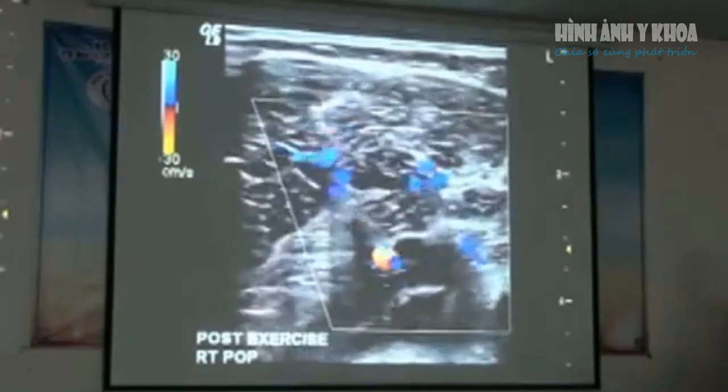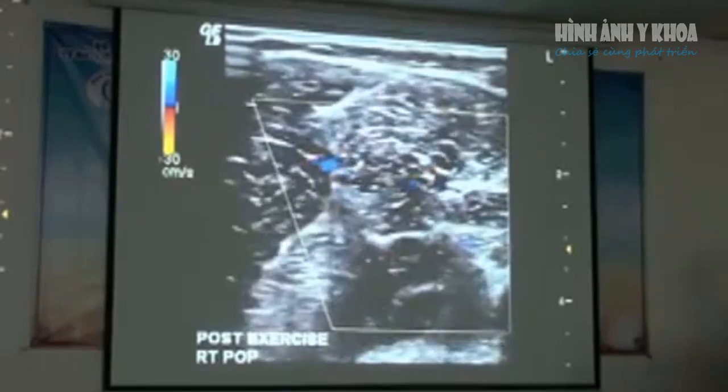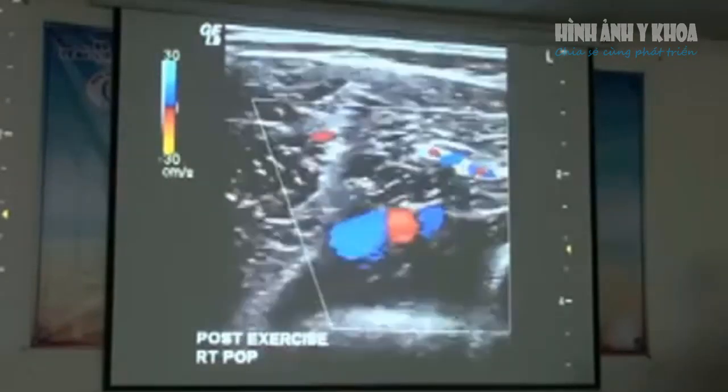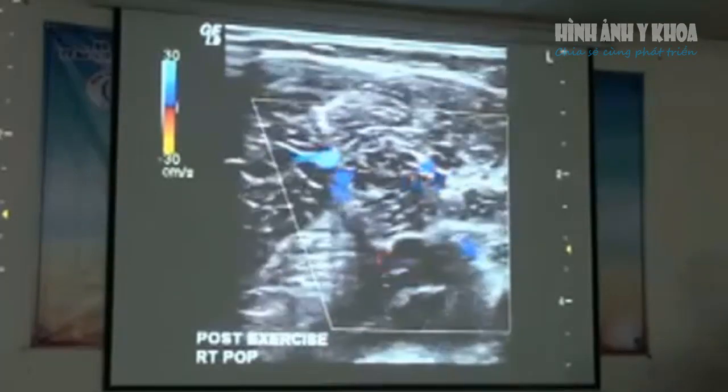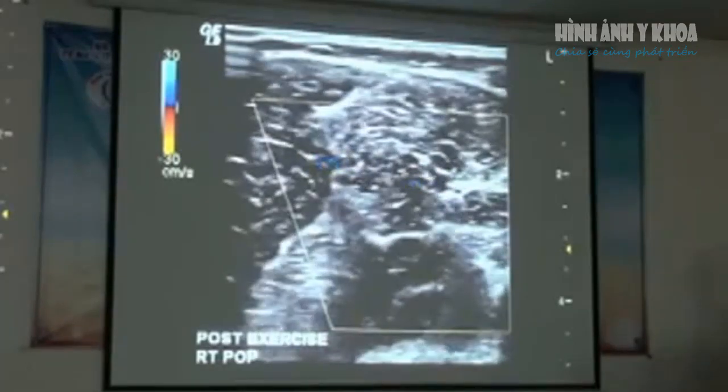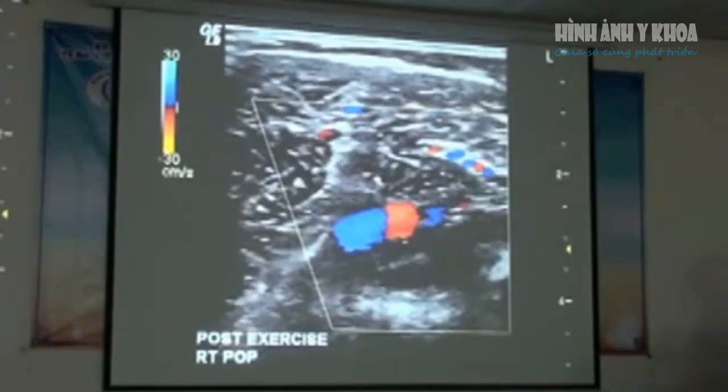And once again, just in transverse, so you can see the artery completely disappears when she goes up onto her toes, because of the thickening up of this muscle compressing against the posterior condyle.